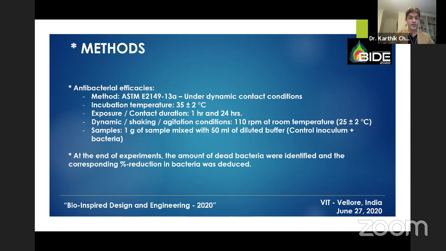I'm listing the conditions as they gave it to me. So the method which they adopted was the ASTM E2149-13A method, which is one of the methods described for testing the antibacterial properties of materials. And there are different kinds of materials and different kinds of surfaces. So there are many different modified versions of antibacterial testing, and they have been listed under particular code names. ASTM is American Society for Testing and Materials, and they have this particular method for this kind of samples.